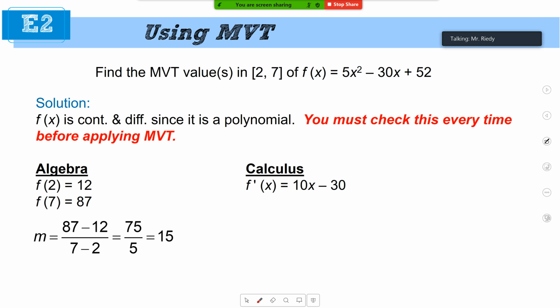How do I do that? Just like I did with Rolle's theorem. Take the derivative and set that puppy equal to 15, because the slope from calculus equals the slope from algebra. The slope from calculus is 10x minus 30. The slope from algebra is 15. Set them equal and solve. And that happens at 4.5. In this case, only one situation. It is possible to have more than one situation. So the slope you get from algebra is the secant line slope? You got it. Yep. Questions?